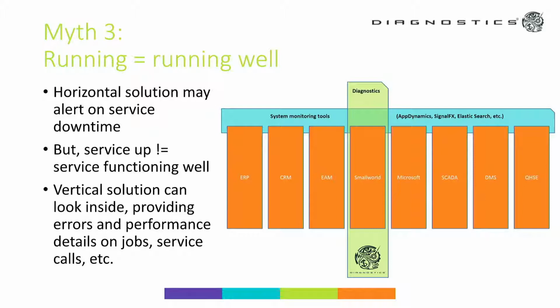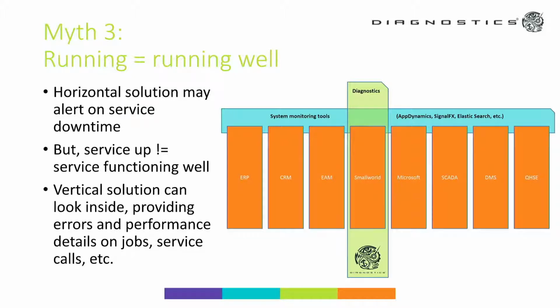Then, of course, Smallworld is made up of multiple components, as I told you in the beginning, and that's basically true for every IT system. So they are composed of multiple services that run across multiple systems, and they will be run by processes. So any kind of monitoring solution can tell you whether processes are running or not. And we call those monitoring solutions horizontal solutions because they can scratch the surface of basically any IT system that you are running. The problem here is that running does not mean that it's actually running well.